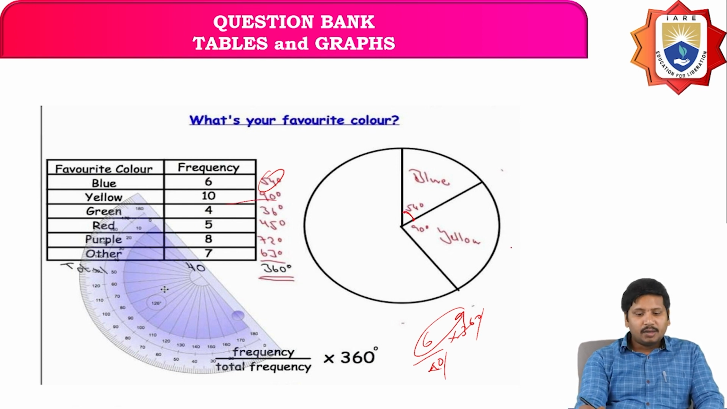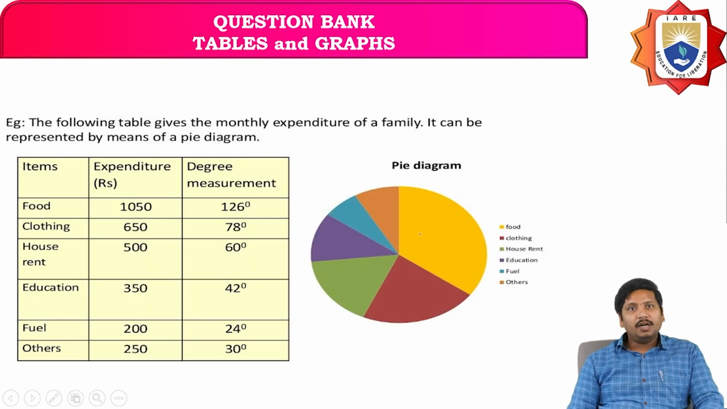Similarly, how can we get yellow here? Frequency divided by total frequency, multiplied by 360 degrees, gives 90 degrees. So from this, I have to construct the 90 degrees. Like this, I have to construct the pie diagram.